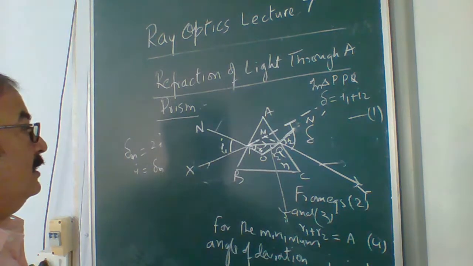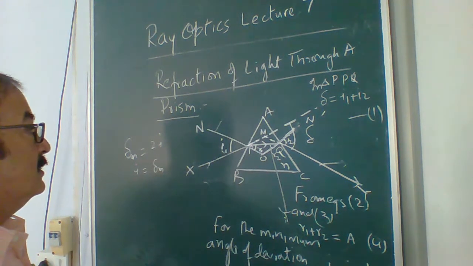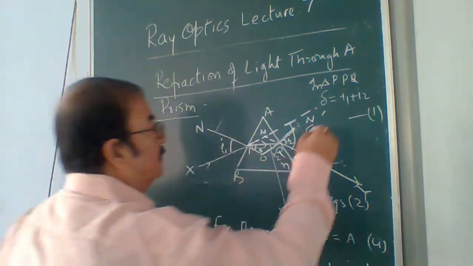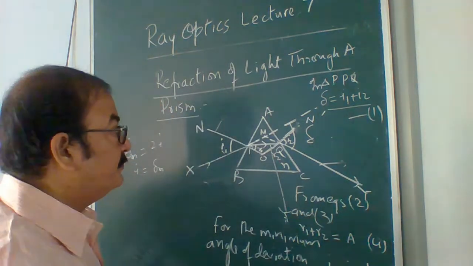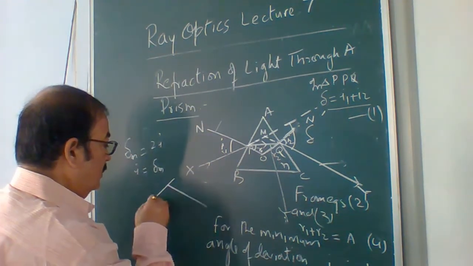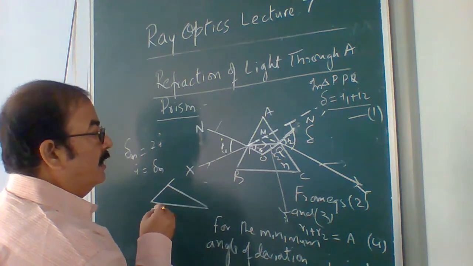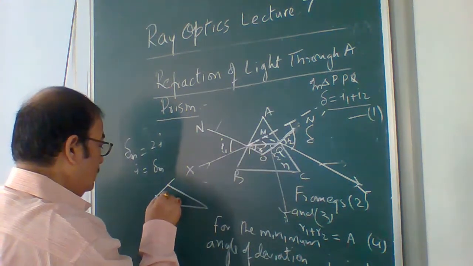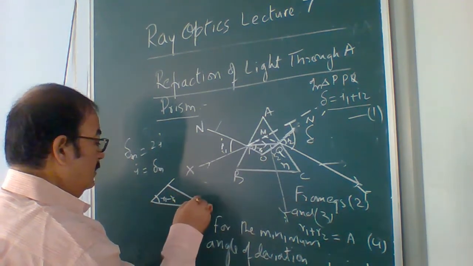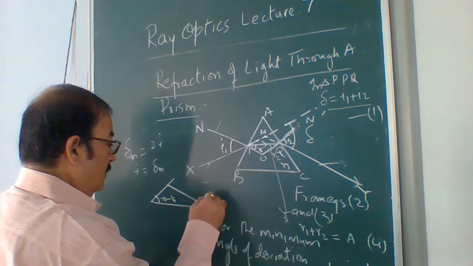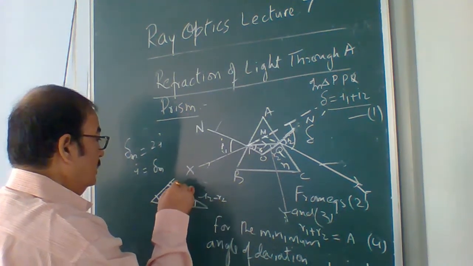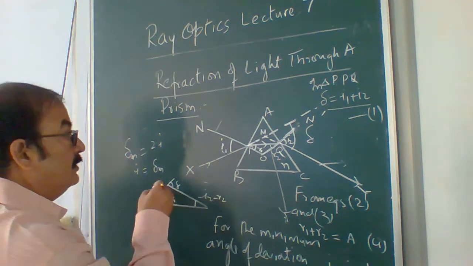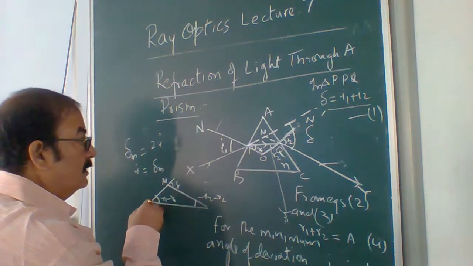Sorry, this is not that delta m. Whenever we call this triangle, I have to take this triangle again. Remember, this is not actually I1, I2. This angle is actually I1 minus R1, and this is your I2 minus R2, and this is delta. Let us revisit this triangle MPQ.